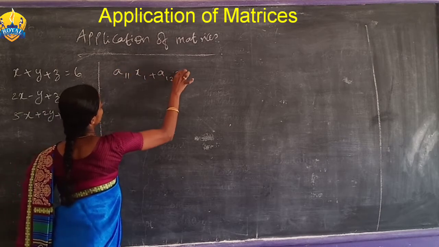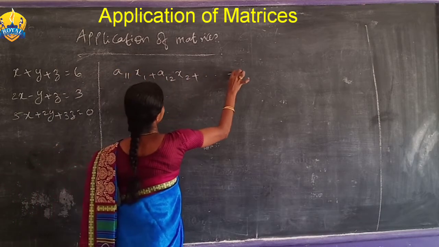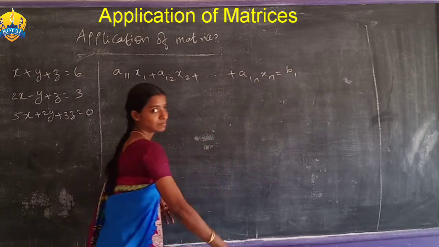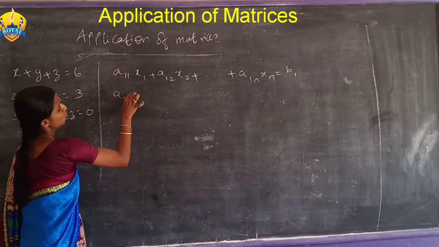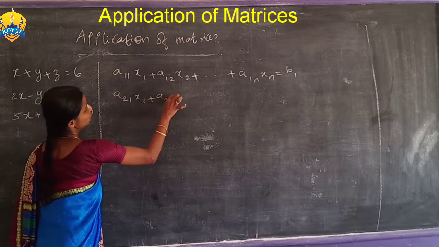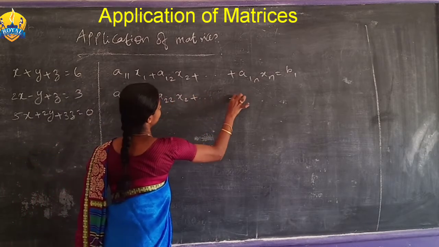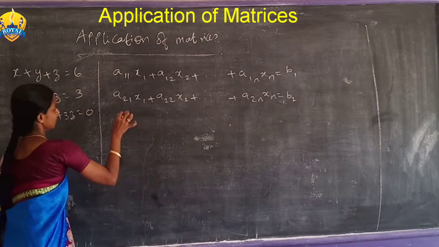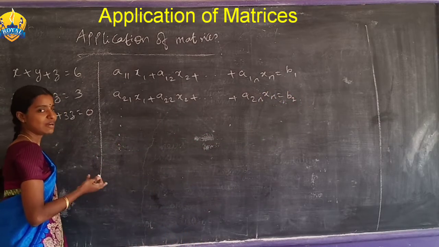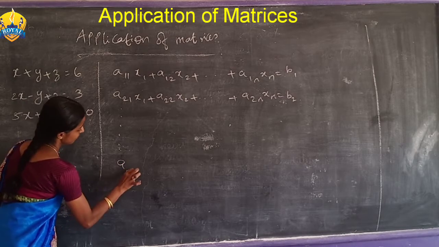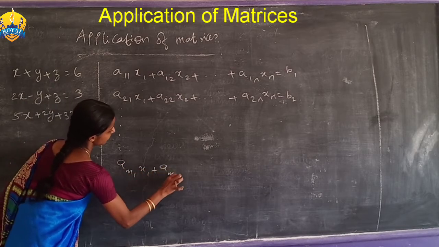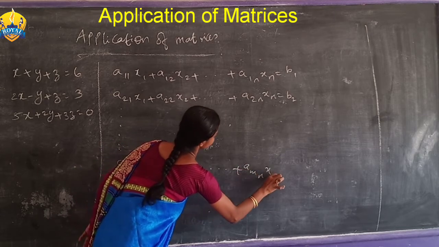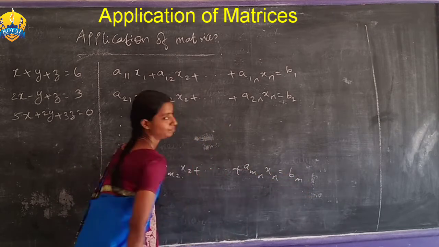a11 x1 plus a12 x2 plus etc. plus a1n xn equal to b1. a21 x1 plus a22 x2 plus etc. plus a2n xn equal to b2. It goes on because you can have any kind of matrix. am1 x1 plus am2 x2 plus etc. plus amn xn equal to bm.